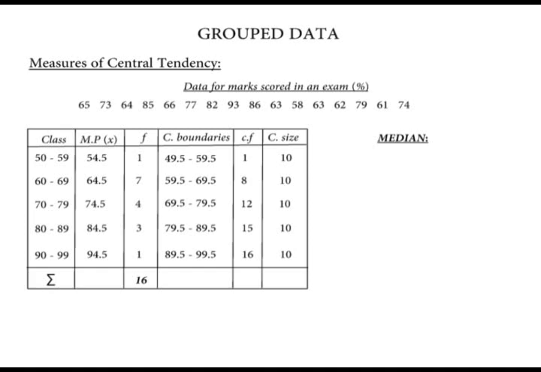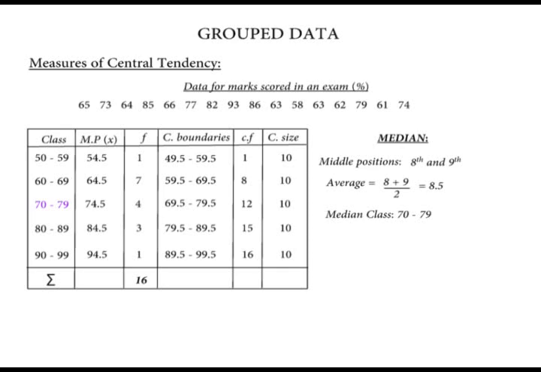Now, from the cumulative frequency, we have 16 observations. And so the median are in the 8th and the 9th positions. We get the average, 8 plus 9 over 2 is 8.5. And so strictly speaking, the median is in position 8.5. Going to our table, the cumulative frequency up to the class of 60 to 69 is 8, and 70 to 79 is 12. It means therefore that 8.5 lies in the class of 70 to 79. This is the median class.